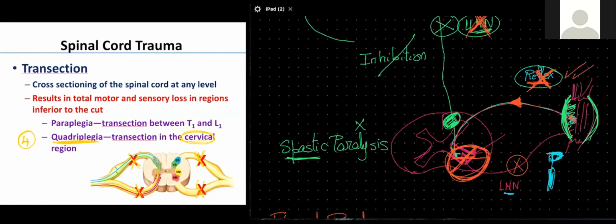What if the transection took place between T1 and L1, between the first thoracic and first lumbar? If the transection takes place in this region, this is going to cause the loss of sensation and motor function, voluntary motor action, of both lower limbs. So we call this paraplegia.